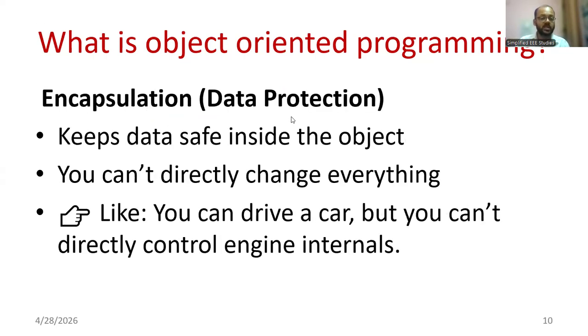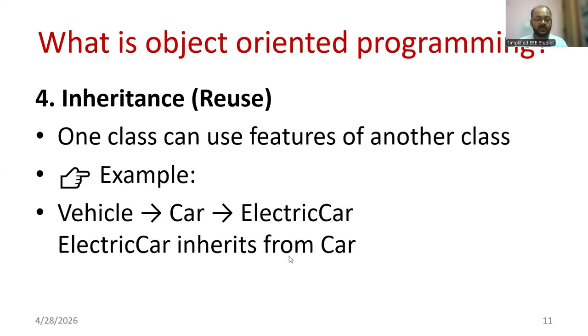What is encapsulation? Basically, coming to the programming point of view, it is data protection. But coming to the car point of view, it's safety, right? Keep the data safe inside the object. You cannot directly change everything. For example, you can drive a car, but you cannot directly control the engine internals. That's applicable only to engineers.